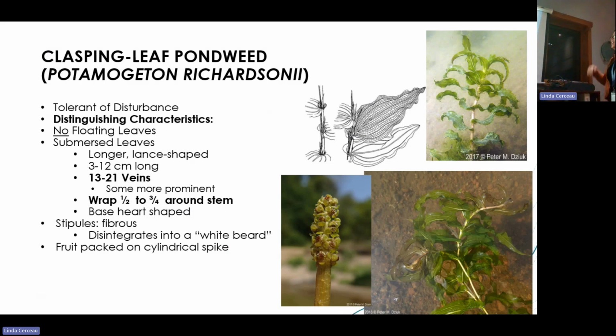And this one does have stipules, again, that are a bit more fibrous. So I have one on this here. Oh, right here. Here's a stipule. It's kind of almost translucent here coming off of the main stem. And this one can also produce a fruit-packed cylindrical spike or flower up at the surface as well. So you can kind of see all the seeds up in here, and you can pluck one of those off, look at it under a dissecting scope as well.